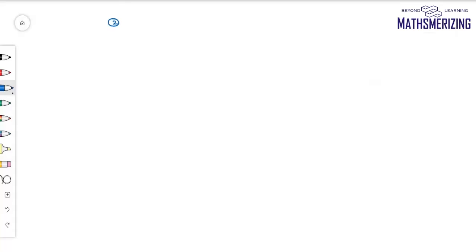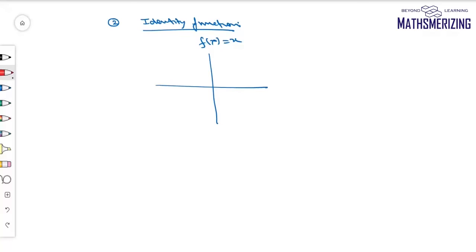The second function is the identity function. Now the identity function is defined as f(x) is equal to x. So it's a straight line inclined at an angle of 45 degrees. So this is the graph of the y equals x line, which is an identity function.